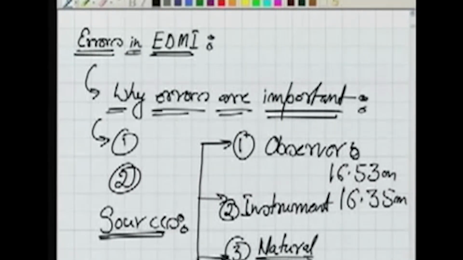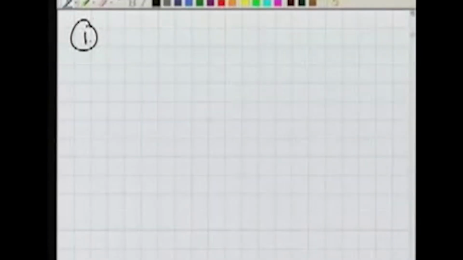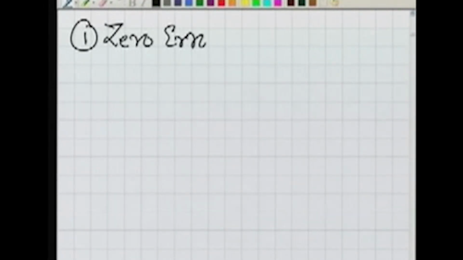Now having said that, we'll talk about these errors one by one which are there in the EDMI. These are the common errors or the most prominent errors. The very first one is called zero error. Now what is this zero error? We would need to look into our basic equation again.